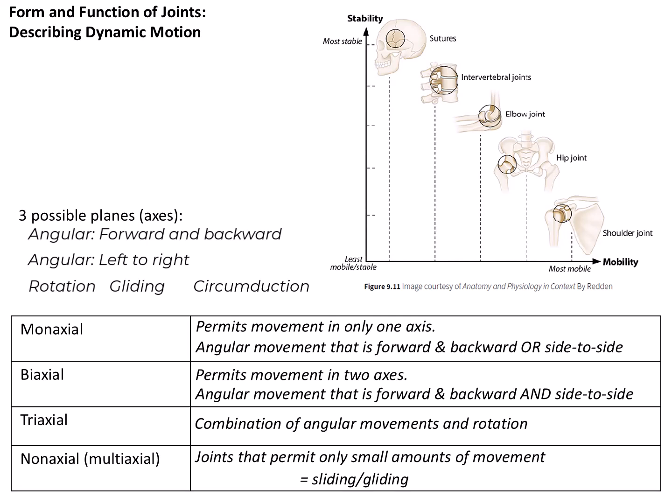Joints that are described as triaxial permit a combination of angular movements and rotation. These joints are the most mobile of the synovial joints. Non-axial joints are synovial joints that permit small amounts of movements, typically in a gliding or sliding fashion.